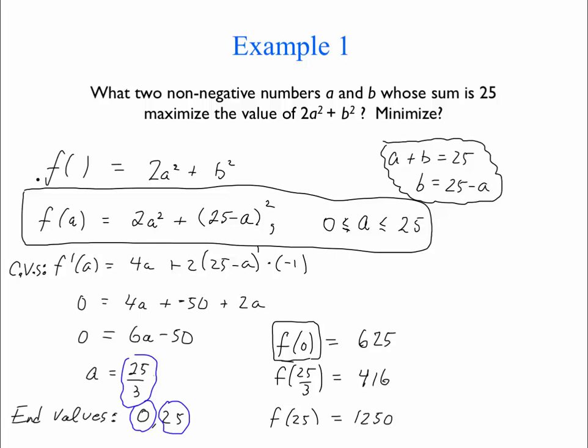Okay, so conclusion. The maximum value of 2a squared plus b squared is 1250, and occurs where? That occurs when a is 25. And the minimum is 416, and occurs when a is 25 thirds.